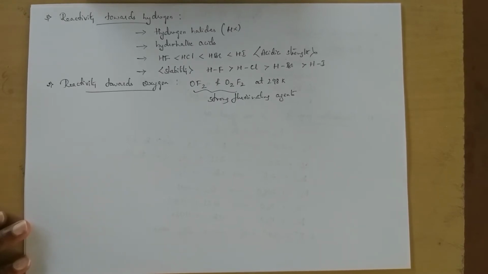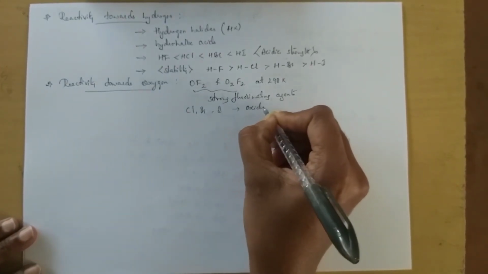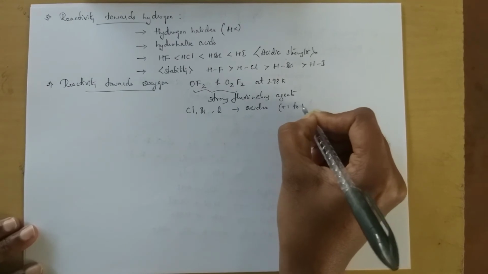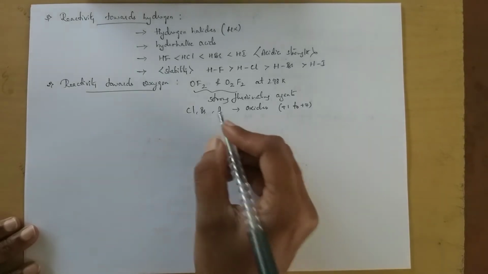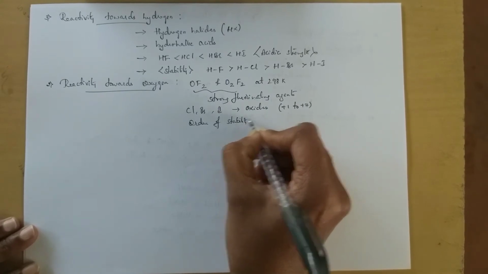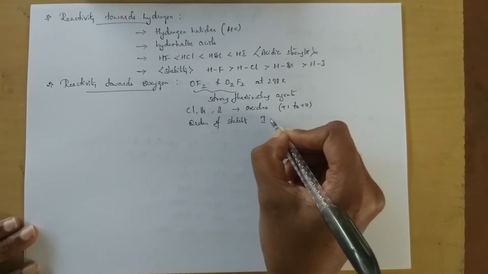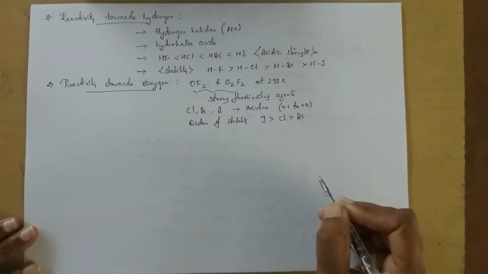Then chlorine, bromine and iodine form oxides in which the oxidation states of these halogens are +1 to +7. Chlorine, bromine and iodine form oxides only in the +1 to +7 oxidation states. The order of stability of oxides, in terms of halogens, is I greater than Cl, further greater than Br.